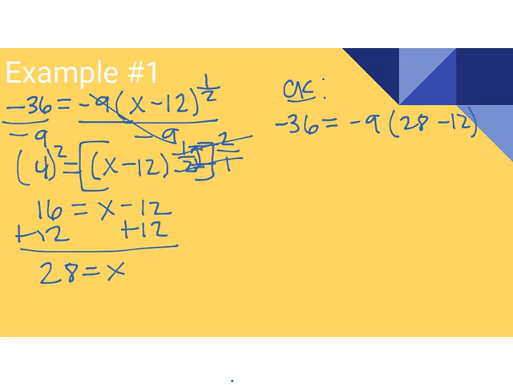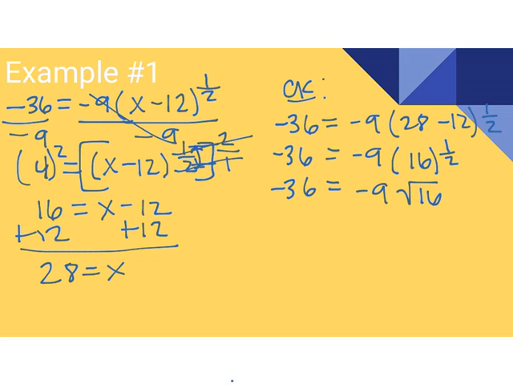28 minus 12, and then we're going to bring that to the 1/2 power. So negative 36, simplify and use PEMDAS, you guys. 28 minus 12, we have our 16 to the 1/2 power. So remember, this is why it's so important, you guys, to be converting from radical form to exponential form. I don't want to simplify in exponential form, I need to simplify in radical form. So this is the square root of 16.